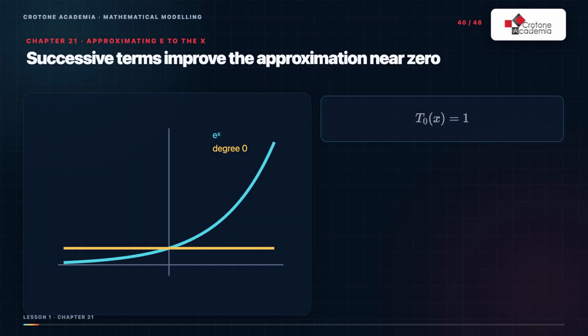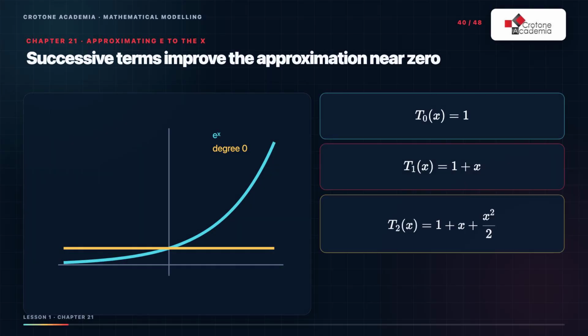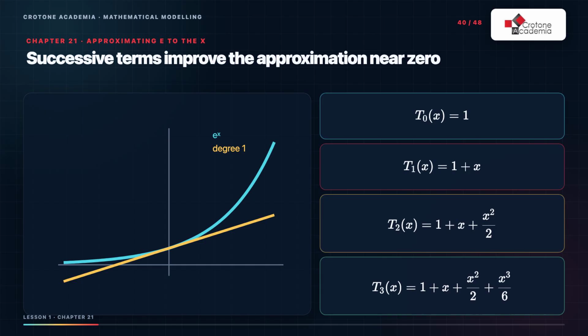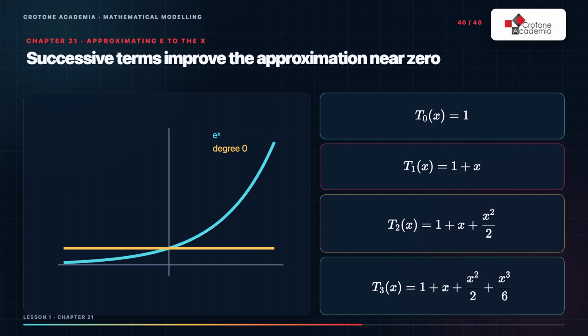For e to the x around 0, the series begins 1 plus x squared over 2 factorial plus x cubed over 3 factorial. Start with the constant approximation 1. Add x to obtain a tangent line approximation. Add x squared over 2, then x cubed over 6. Near 0, the curve follows e to the x increasingly well.